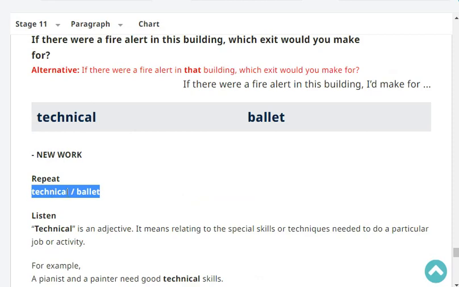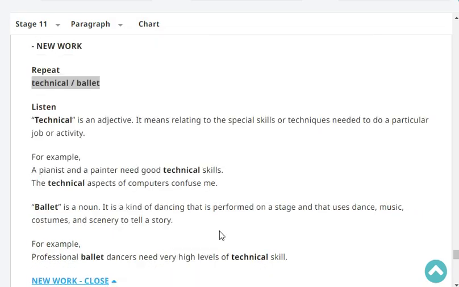Technical. Ballet. Very good. Okay, listen. Technical is an adjective. It means relating to the special skills or techniques needed to do a particular job or a particular activity. For example, a pianist and a painter need good technical skills. The technical aspect of computers sometimes confuses me.